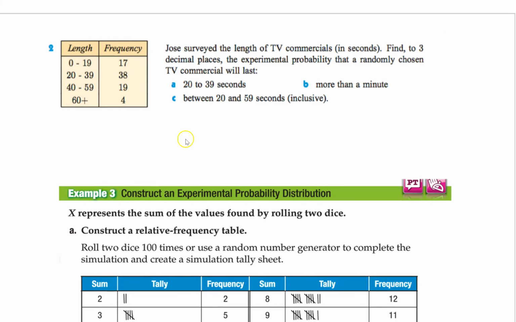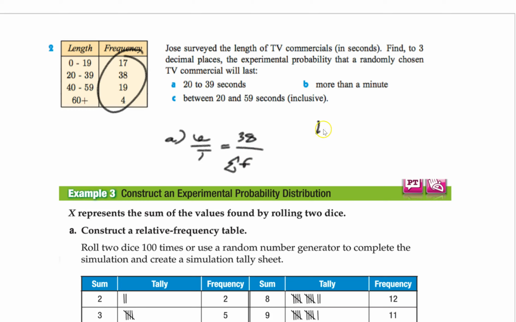Example right here. Jose surveyed the length of TV commercials in seconds. Find the 3 decimal places experimental probability that a randomly chosen TV commercial lasts between 20 and 30 seconds. So first thing I do here, I want one over total, right? I don't have a total right now, so I got to add all these up. So you got 17, 38, 19, and 4. And you get some value. And then 20 to 30 is 38. So 38 over whatever that total is. Say the sum of the frequencies.